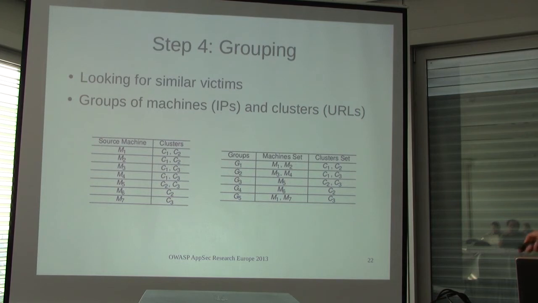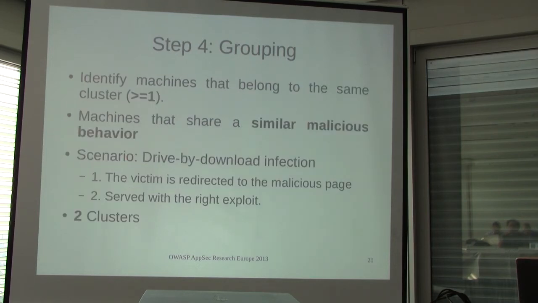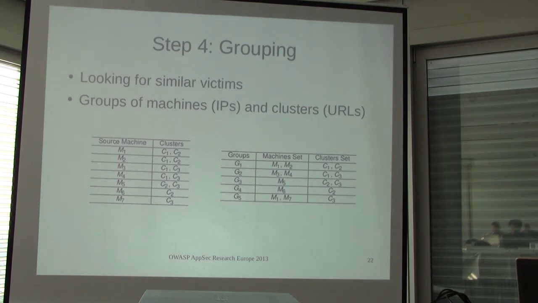So why should one machine belong to two different clusters? What's the use case here? The use case is this one. Take, for example, a drive-by download infection. What usually happens is that the victim visits the malicious URL. The malicious URL checks where the victim comes from, which operating system is running, which browser is running, which version of the browser, and then redirects the victim to a specific exploit. So if the victim is reaching out with Internet Explorer, whatever version 8, you redirect to a page that contains an exploit for that browser. So in this scenario, this victim will belong to a cluster of pages related to the redirection, and the cluster of pages that serve that exploit. So that's the case where a machine belongs to two clusters.